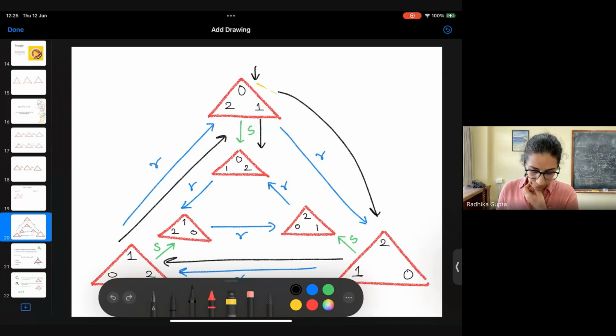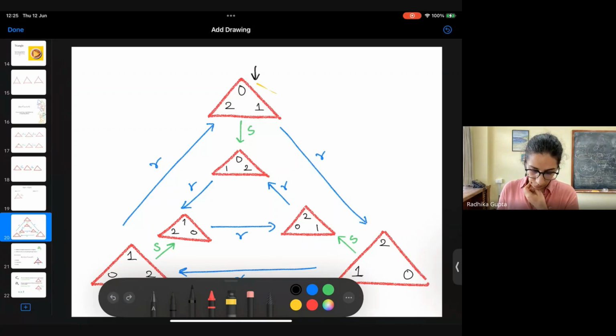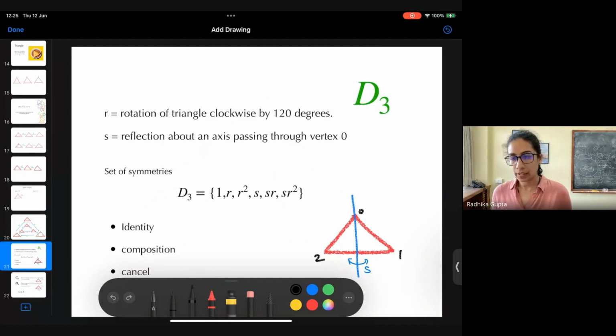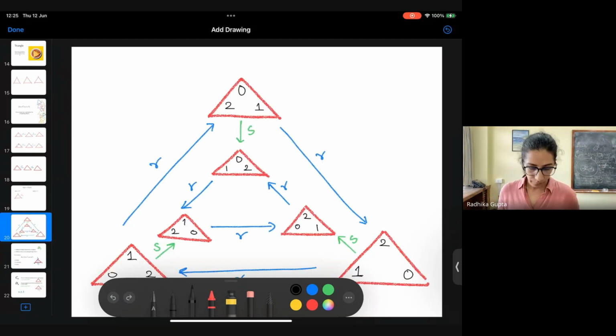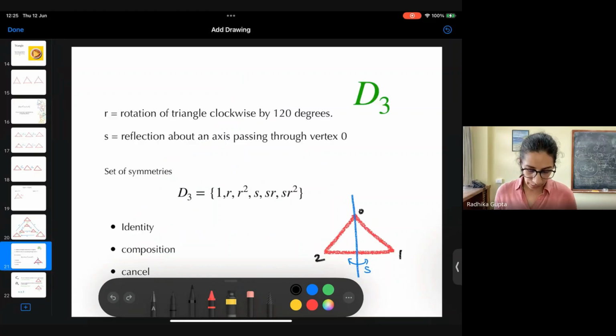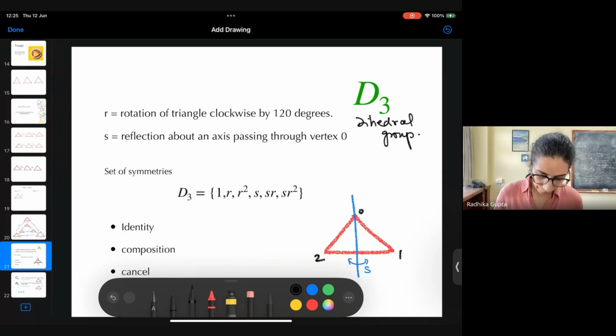And you'll see that just using R and S, you can get everything. The set we came up with is actually everything. There are no more symmetries of this triangle. So this is a nice exercise to try again. We call this set D3. It's called the dihedral group. Okay, and it still has the same properties.